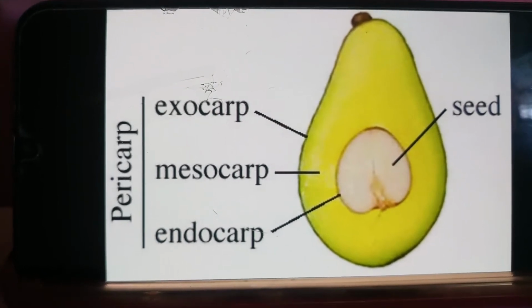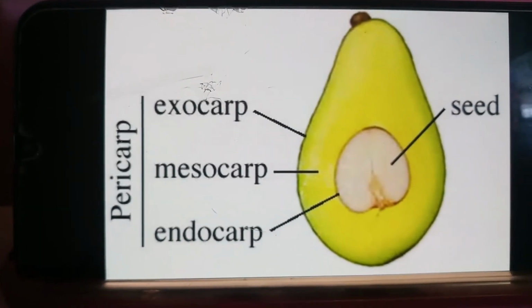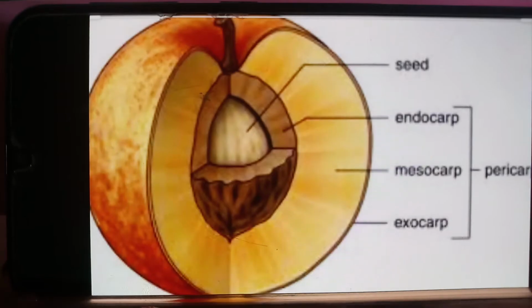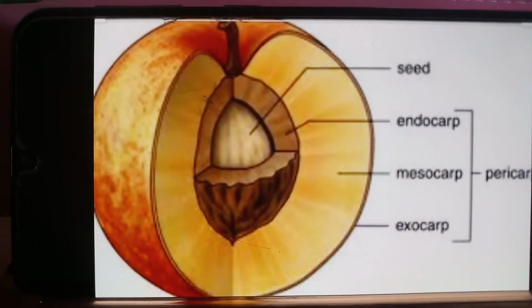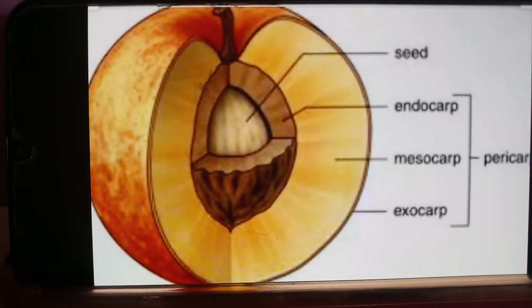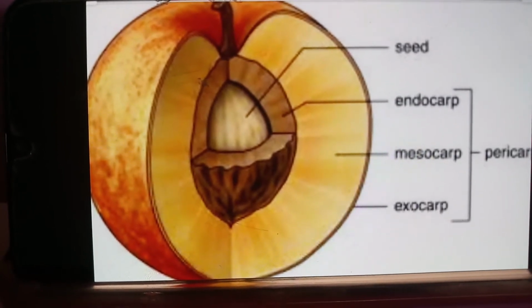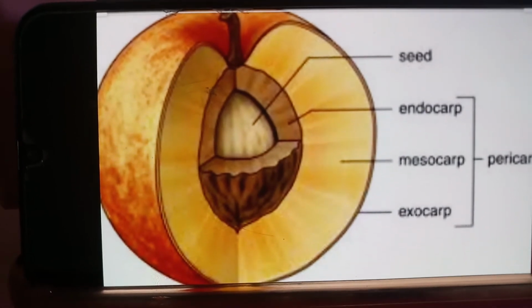Now we have two different types of fruit: fleshy fruits and dry fruits. Let us see fleshy fruits first, for example tomato, grapes, papaya, apple. In these fruits, the pericarp is soft and pulpy.